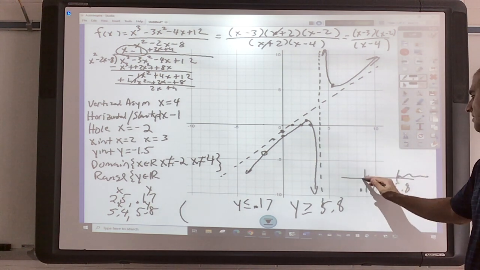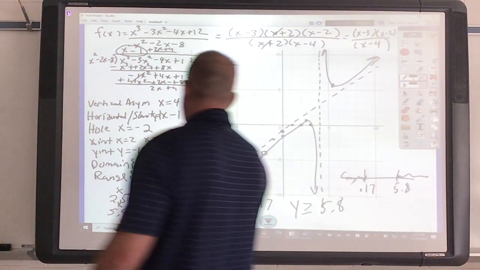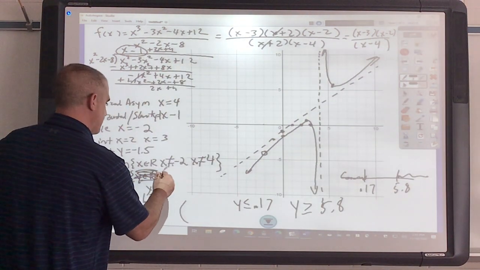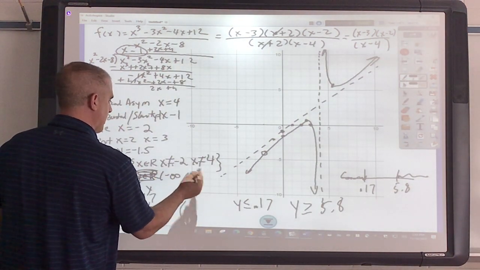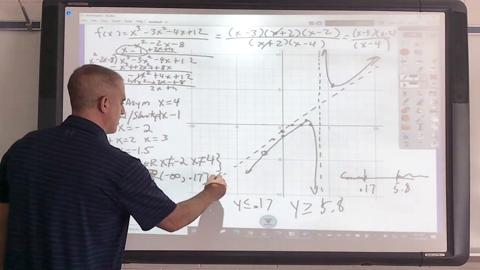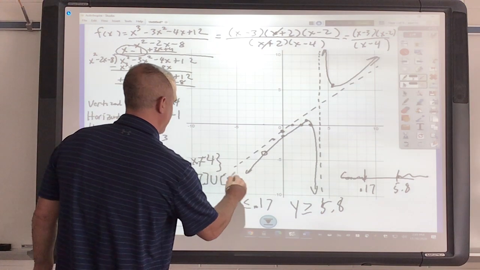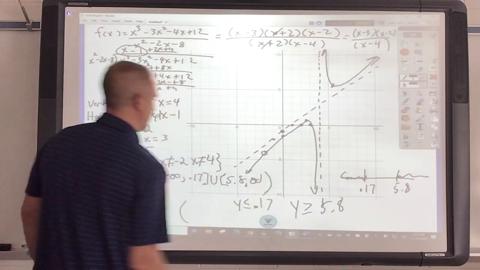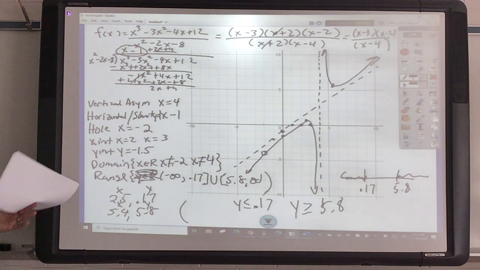So it would look like this, okay? Well, what would that look like interval notation-wise? -infinity, okay, to 0.17, close bracket, union, open bracket, 5.8 to infinity, okay? All right, and that's what my answer would be.